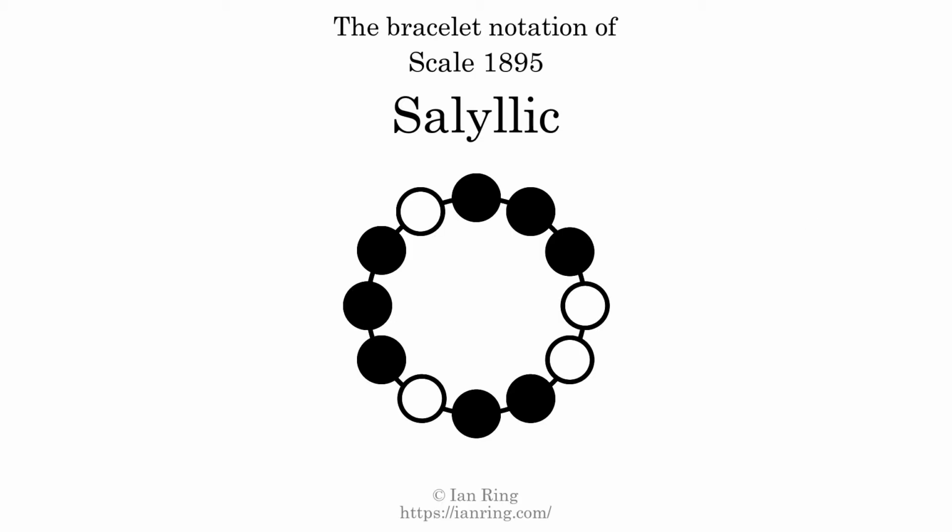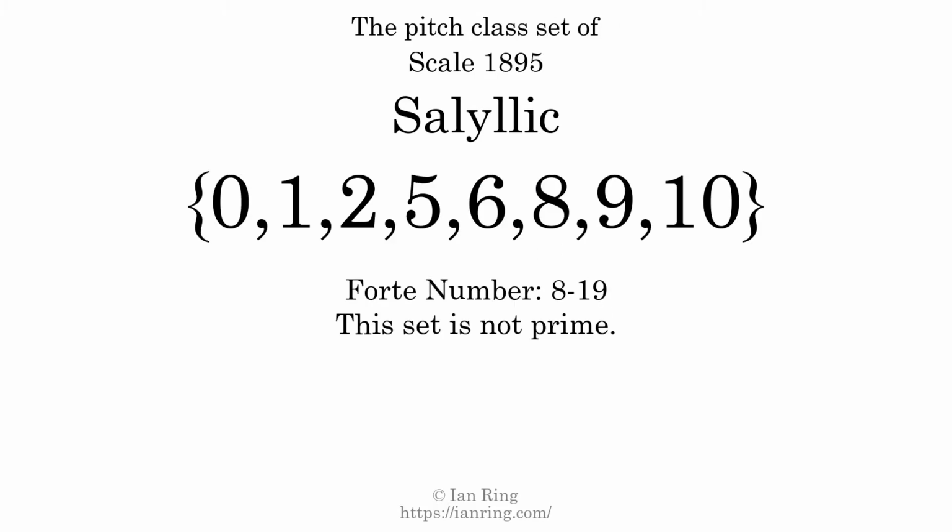This is a bracelet notation diagram of scale 1895. The shaded circles represent tones that appear in the scale, and they are read clockwise, starting at the top. The pitch class set for this scale is 0, 1, 2, 5, 6, 8, 9, 10. The forte class is 8-19. This set is not prime.